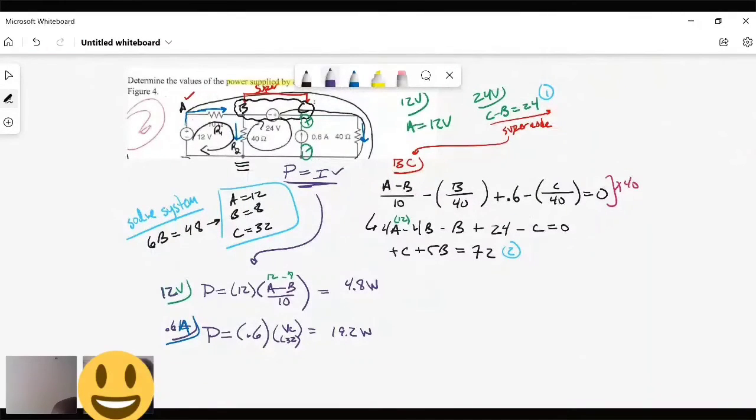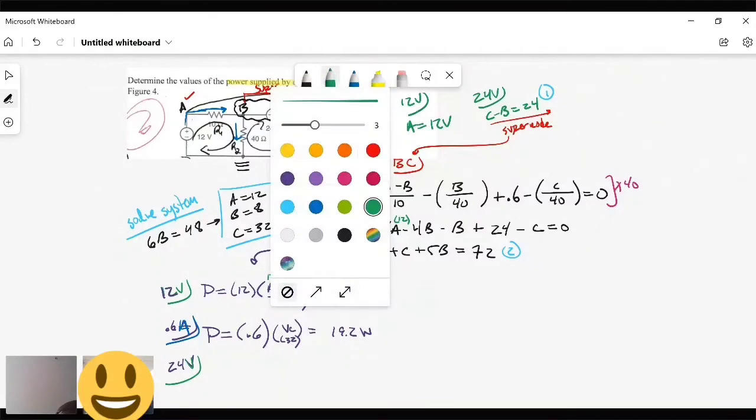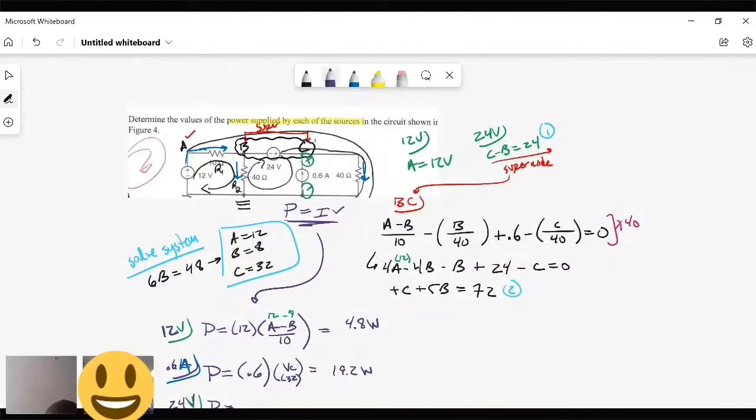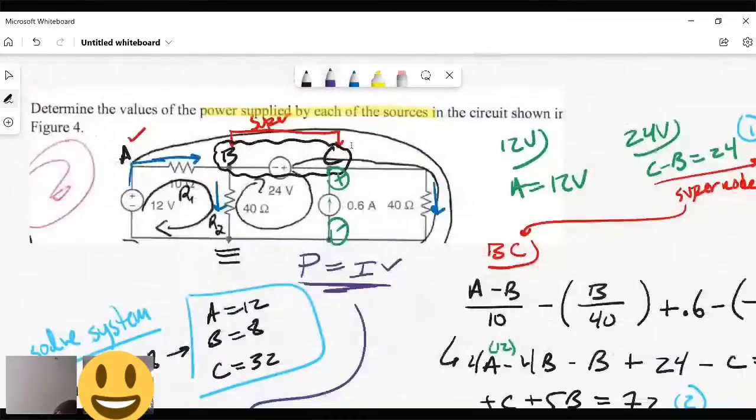So then last but not least, we have the 24-volt source. Let's handle this guy. So power. Now this one's, I think, the more difficult one just because of what's happening with it. Power equals. So remember, when it comes down to the 24-volt source, it's between two nodes, right? Mm-hmm. So we have to figure out the current passing into it. So there's a current going like this. We have to figure out what that is. Do we use B, C, or both of them to figure out that current?